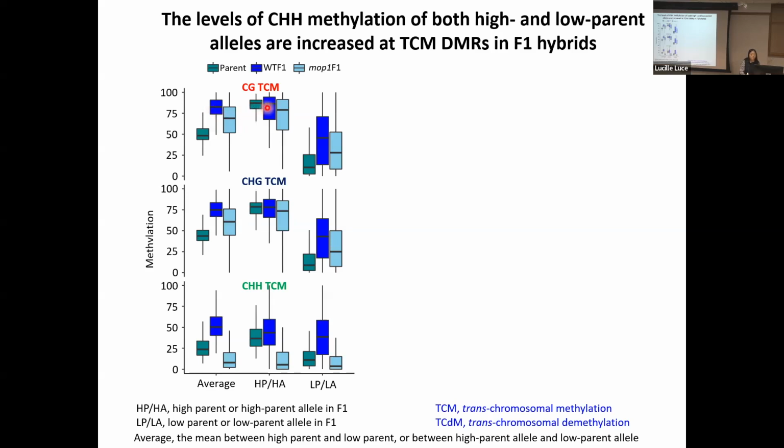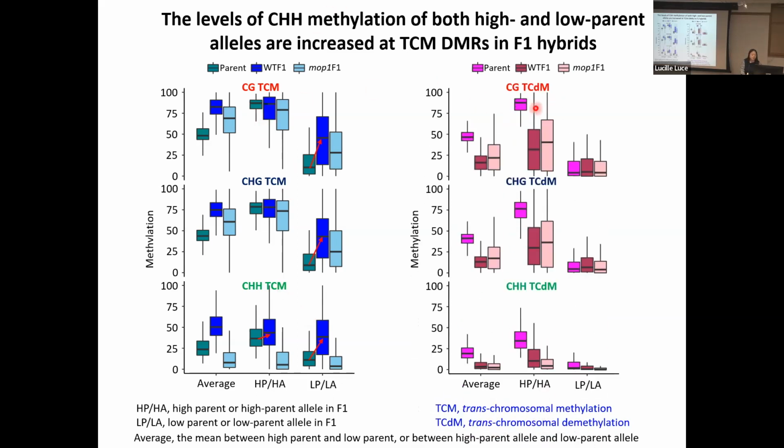When you separate them into different alleles, we find that for CG and CHG, the high allele does not show a significant difference from the high parent. Only the low allele, the low parent allele, gains methylation for CG and CHG methylation. But if you check CHH, it's different. For CHH, both the high allele and the low allele gain methylation. Although the high allele is very high in the parent, it still gains more methylation after hybridization. This also shows that CHH methylation is different from CG and CHG methylation at the TCM DMRs.